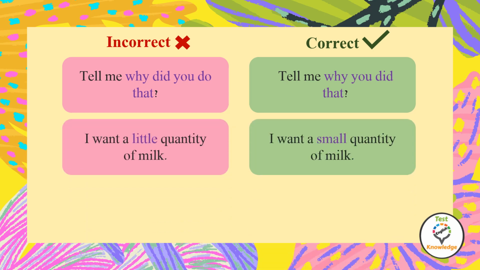I want a little quantity of milk. I want a small quantity of milk. Small refers to the quantity. We're talking about a small quantity. Small isn't about milk. Little is about milk. But small is about quantity.